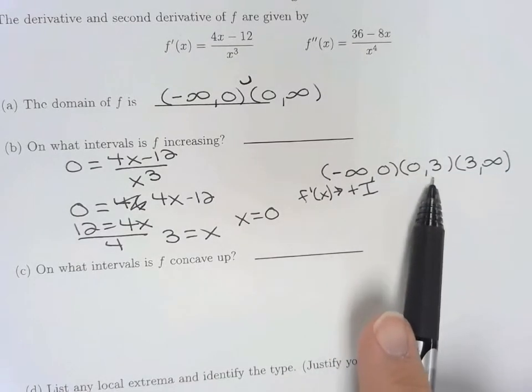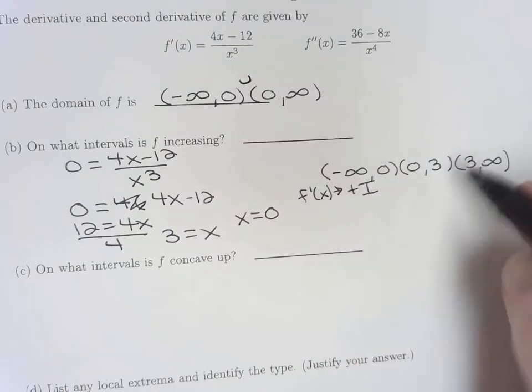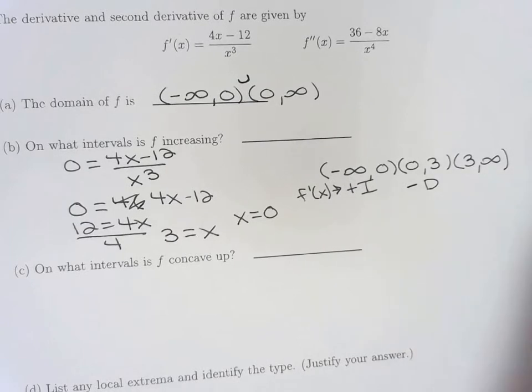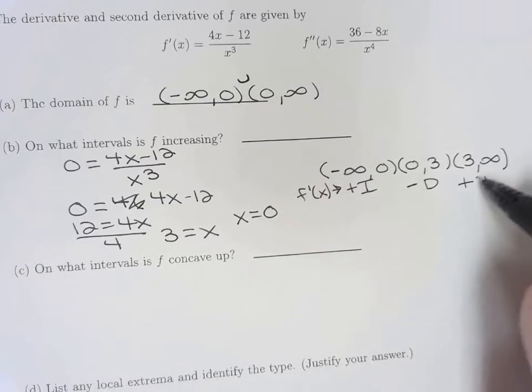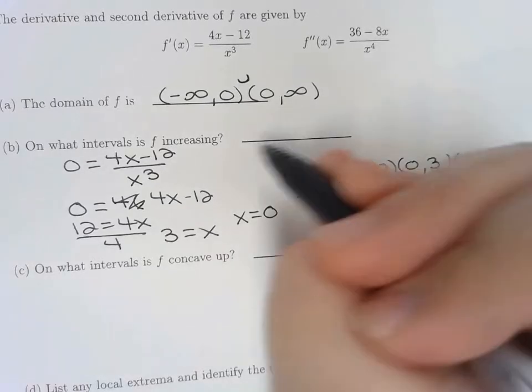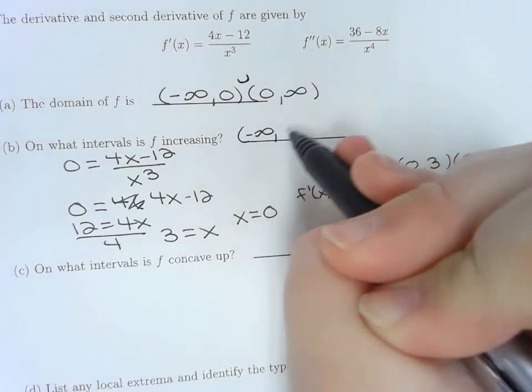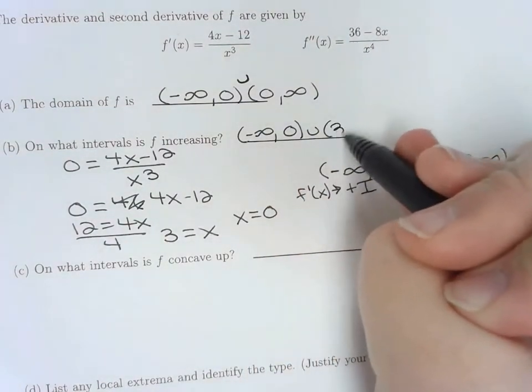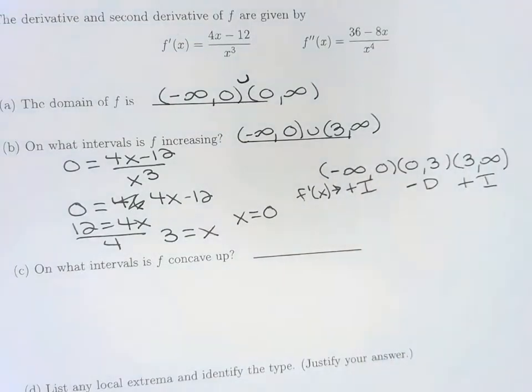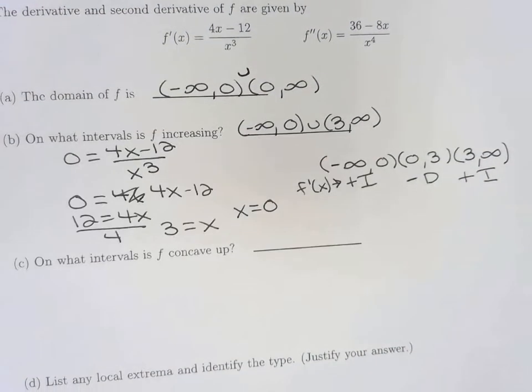0 to 3, let's plug in 1. So 1 gives me negative, decreasing, into the first derivative. 3 to infinity, 4 gives me positive, increasing. So it's increasing from negative infinity to 0, union 3 to infinity. Because I'm counting both of those.